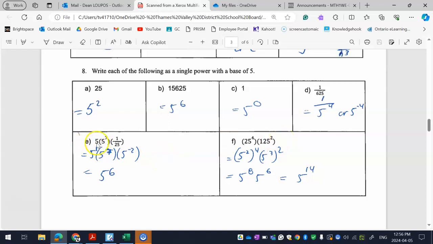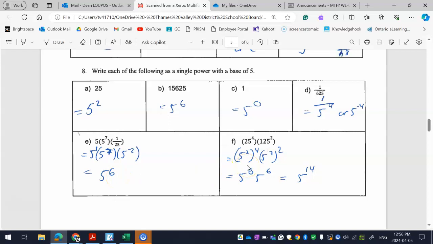This one here, just be careful. You've got to clean this up first. So you're going to multiply these across. 1 over 25 is 5 to the negative 2. You could also leave it as a fraction, like have this over 5 squared on the bottom. Either way, you're going to get 1 plus 7, subtract 2, and 5 to the 6th.